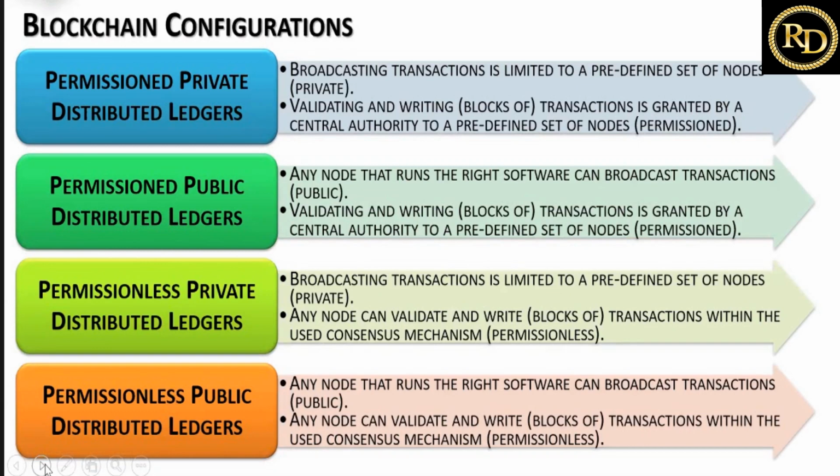The next configuration is the permissioned public distributed ledger. Anybody having a computer and the right software can access the blockchain, but the validation is only done by a handful of people who are allowed by the central authority. The third type is the permissionless private distributed ledger. Here again, the people who can access the blockchain network are limited, or private, based on a predefined set of nodes, while anybody who is part of this network can validate. So that makes it permissionless.